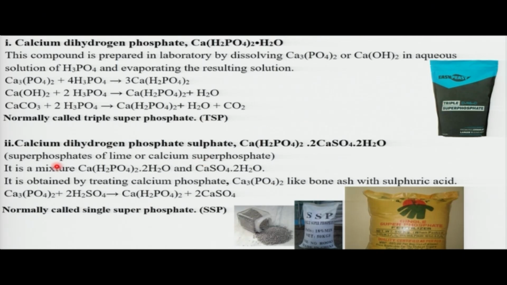Then we also have another fertilizer here, which is obtained from the reaction between calcium phosphate and sulfuric acid to get calcium dihydrogen phosphate and also calcium sulfate. You know, sulfur is also important, so it's a secondary nutrient. So this type is called the single superphosphate. We have some examples here. You can look at their color. Normally they have this color here. These are the examples of bags containing single superphosphate.